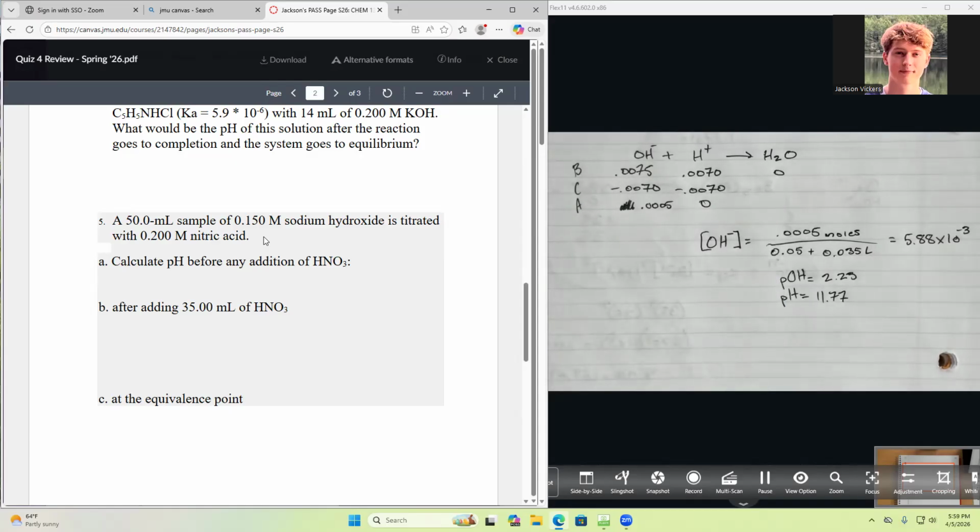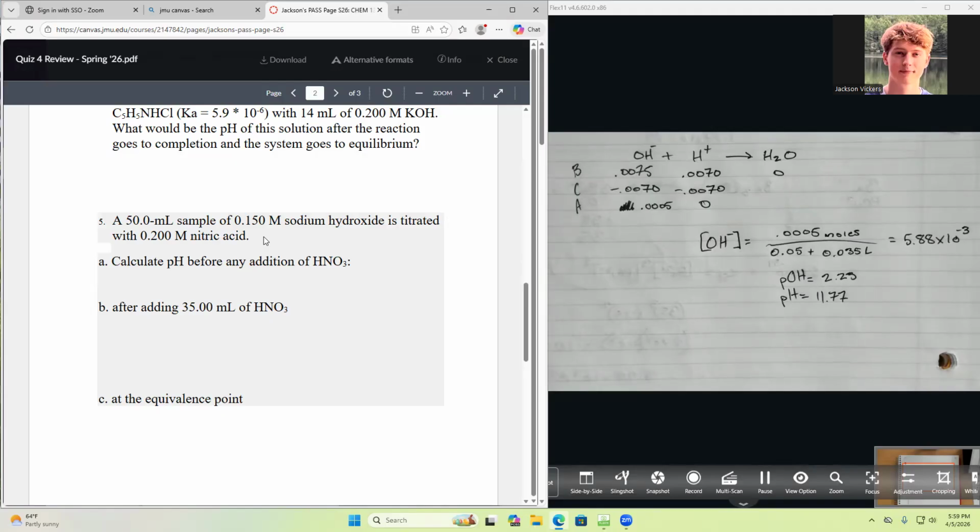And now if we have moles, we know we can get molarity. And once we have molarity of hydroxide, we can once again do negative log of that and get pOH. So we're going to set up the concentration as 0.0005 moles over the total volume. So that's going to be the 50 milliliters of our sodium hydroxide plus the 35 milliliters that we added of the strong acid. That gets us our concentration of hydroxide, negative log of it. We get 2.23 as a pOH. 14 minus that is going to be our pH. Anyone have any questions with this one?